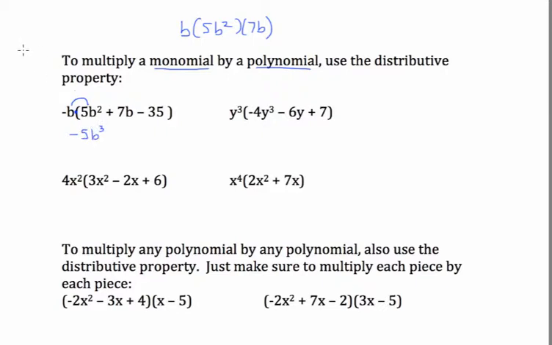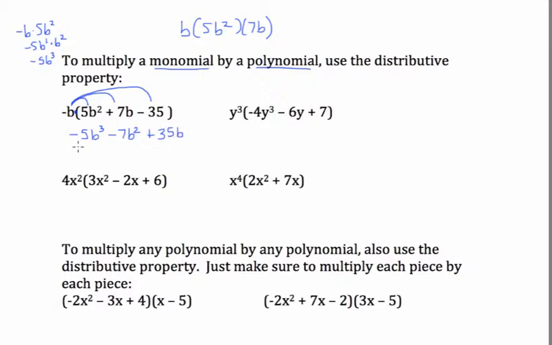Let's think about that one a minute. Negative b times 5b squared. Right now you've got everything all multiplied together. Again, we'll use our learning from last module to change that b, that'll be b to the third. So that's kind of how that looks. I can just do those in my head though. So negative b times positive 7b is negative 7b squared. bb is b squared. And then negative b times negative 35, a negative times a negative is a positive, 35b.